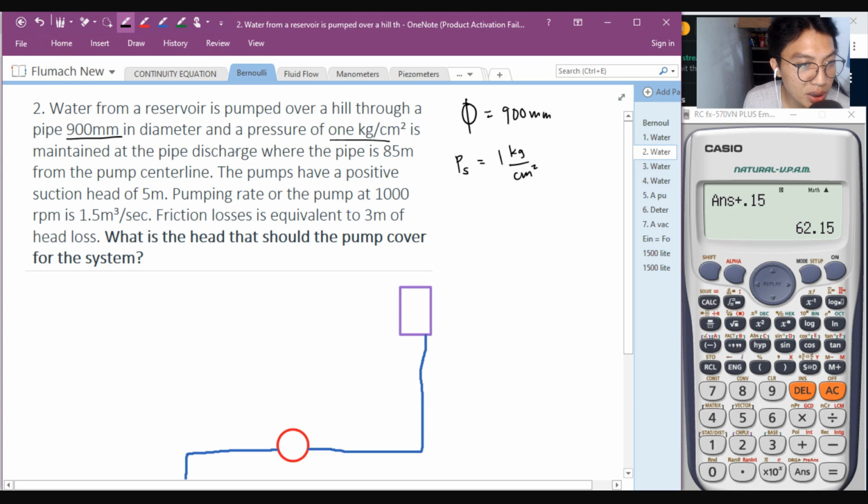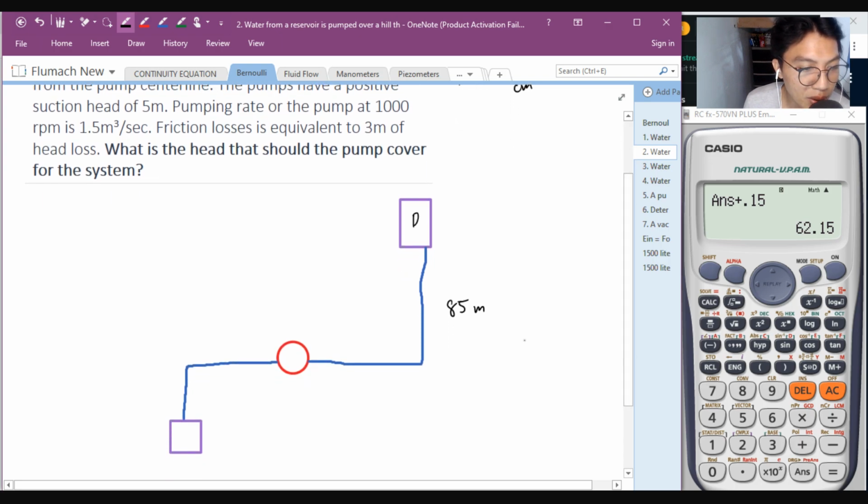At the pipe discharge, where the pipe is, so discharge to. And the pressure of 1 kilogram per cm squared is maintained at the pipe discharge. So ito, discharge to. Muna natin lagyan ng label. Where the pipe is 85 meters from the center line. So this is 85 meters. This is the discharge. And then the suction head, positive suction head of 5 meters. This is the suction. Okay?